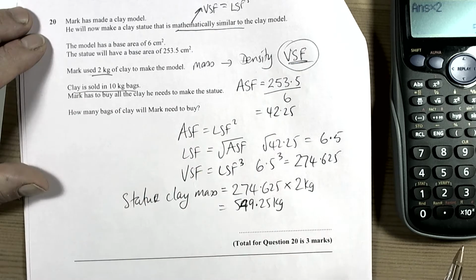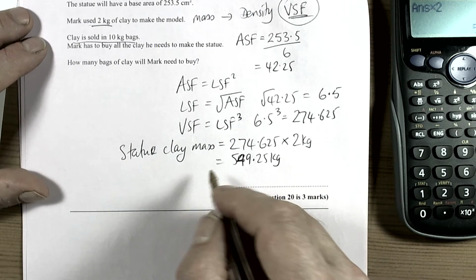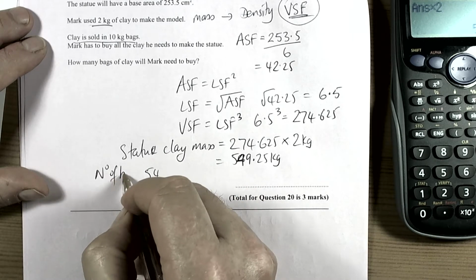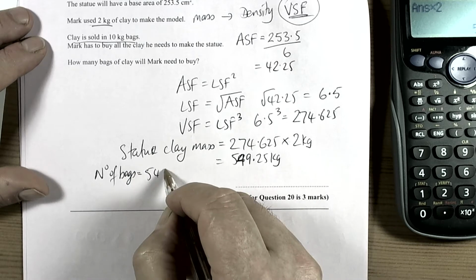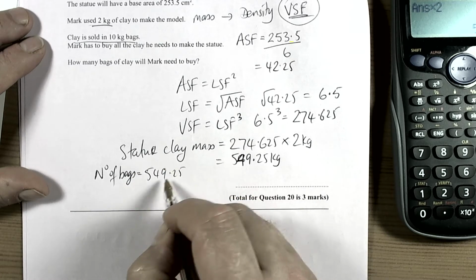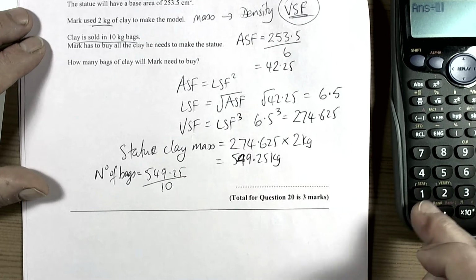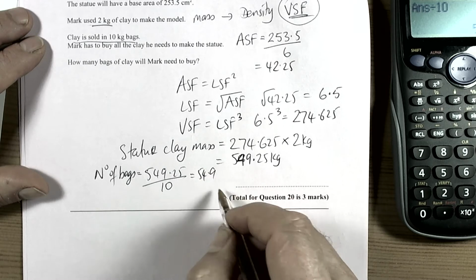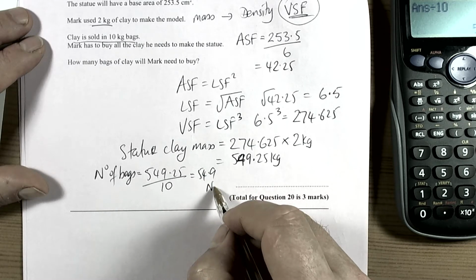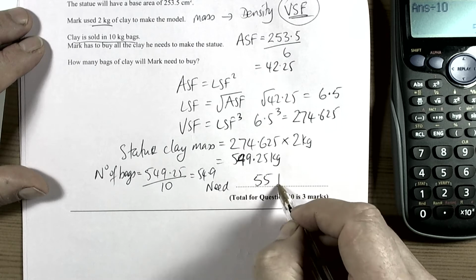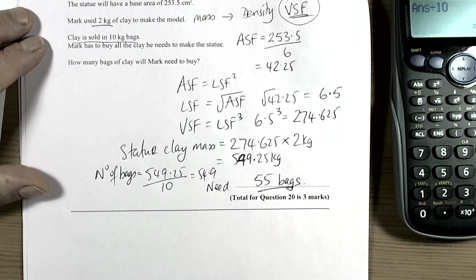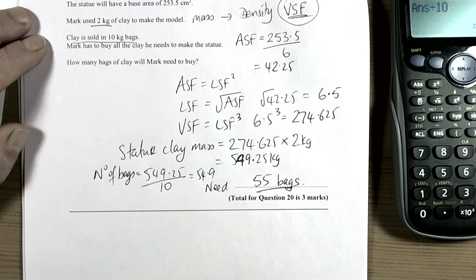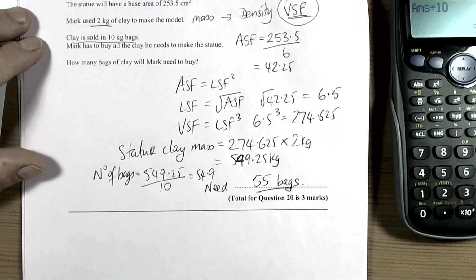So again, we're going through the information carefully. So it's sold in bags of 10 kilograms. So we're going to have to divide this by 10. So number of bags is 549.25 divided by 10. So 54.9, can't have a part of a bag, so we need 55 bags to make sure we've got enough clay, because we'll have to have more clay than what we need, and can't buy less. So the answer to this question is 55 bags.